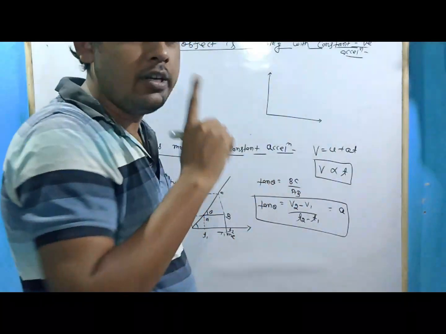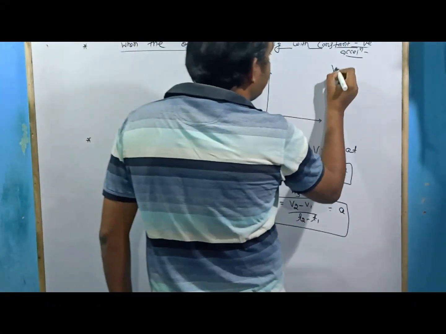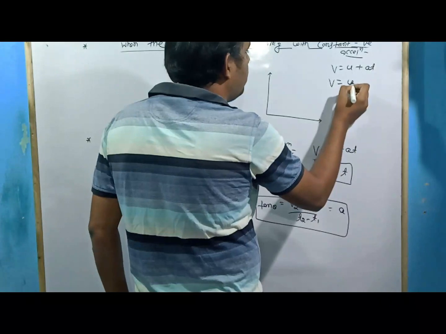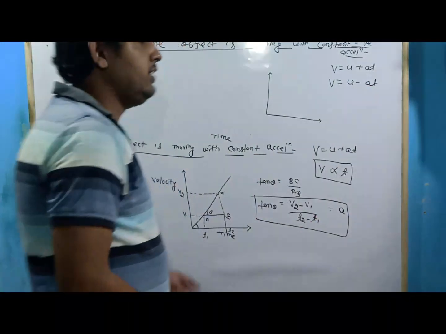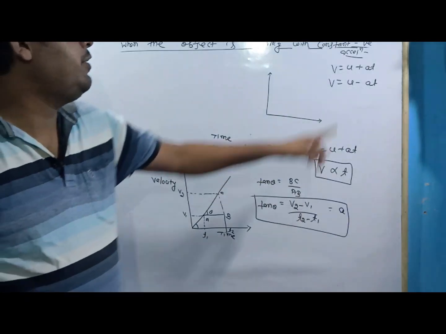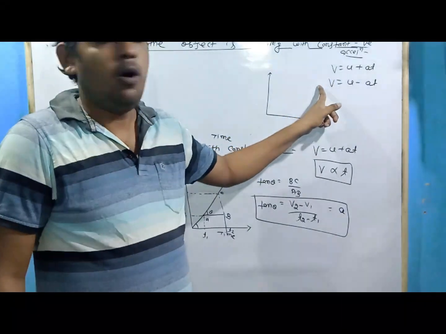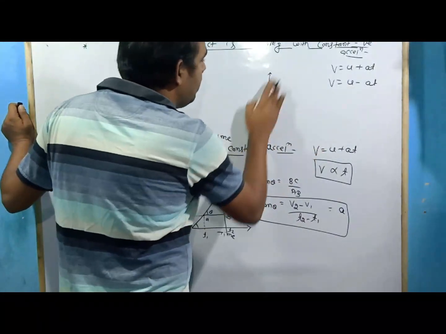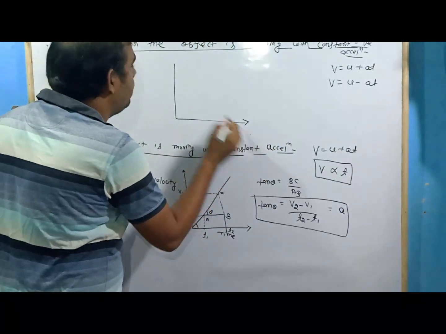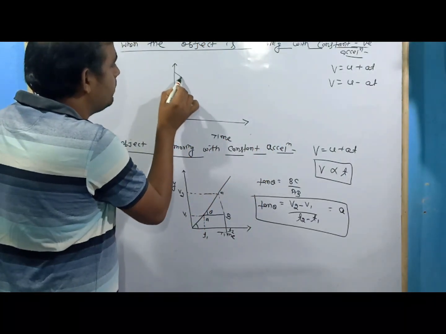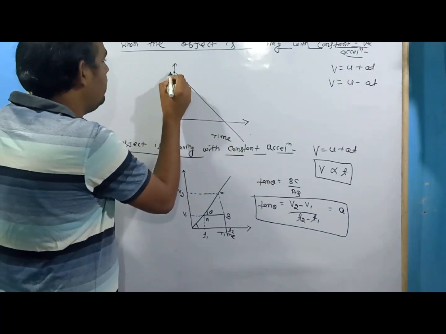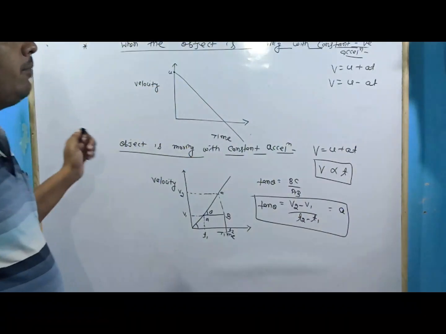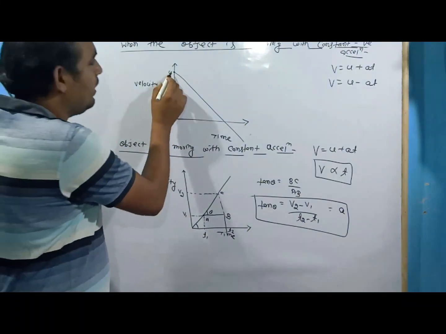when the object is moving with constant negative acceleration, I have the equation v equals u plus at. Now the acceleration is negative, so the equation should be written as v equals u minus at. So I can see that if the object has some initial velocity u, the velocity of the object is going to decrease with time. So the velocity-time graph would look like this. This is the initial velocity u, and the velocity is going to decrease with time because the acceleration is negative. So we are going to get a graph like this.